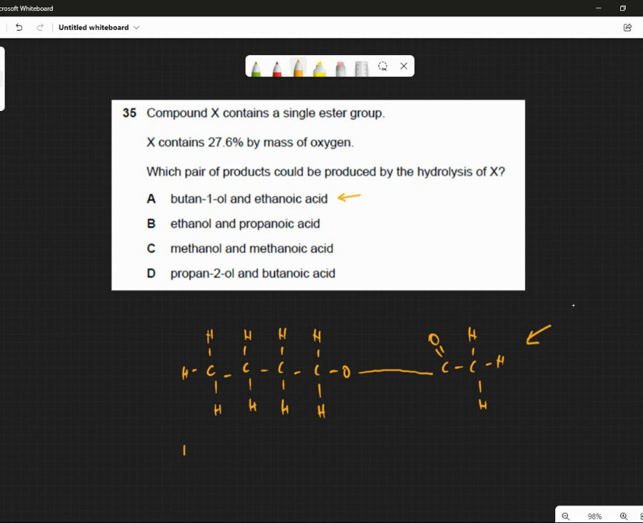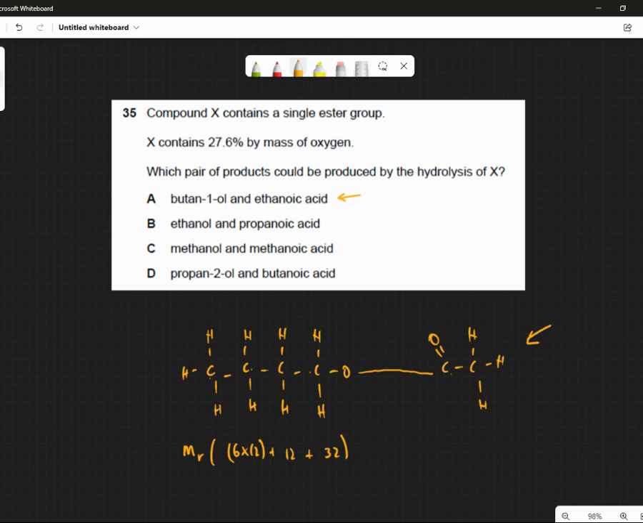So first of all, let's find the relative molecular mass of this. Well, let's try and do it. 1, 2, 3, 4, 5, 6. So it's 6 times 12 for the carbons. Then 1, 2, 3, 4, 5, 6, 7, 8, 9, 10, 11, 12, plus 12 ones, plus 32 for the oxygens. So 6 times 12 is 72.